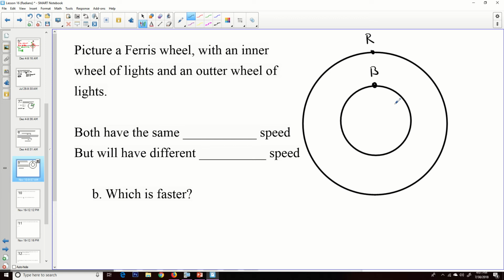Thought about it? Took a pause? All right, well, here's the answer. They will both have the same angular speed.